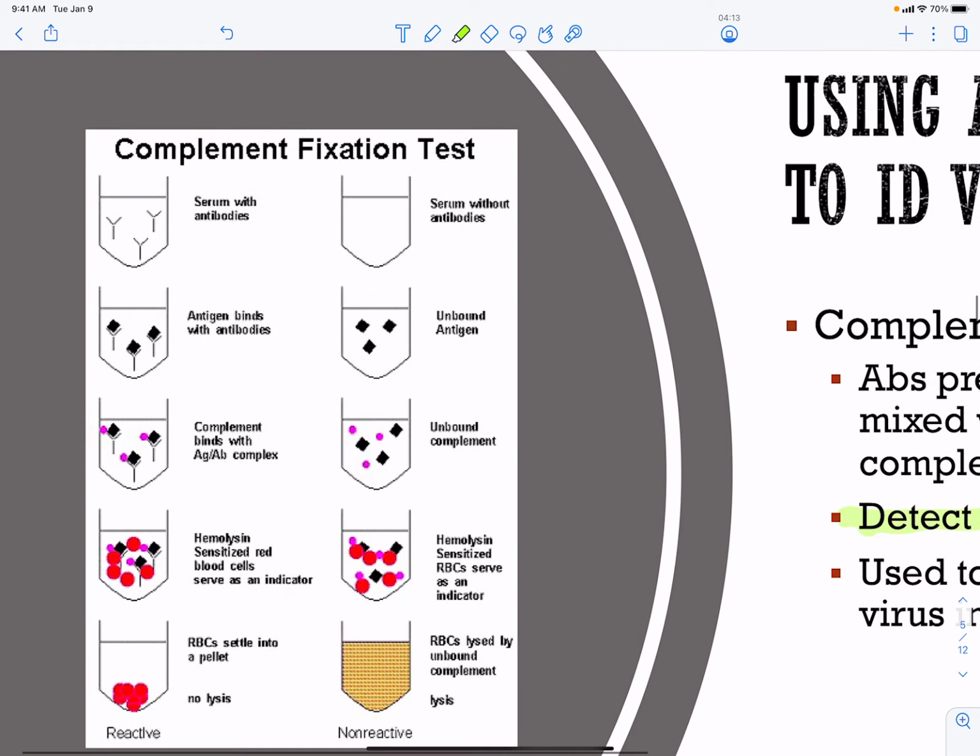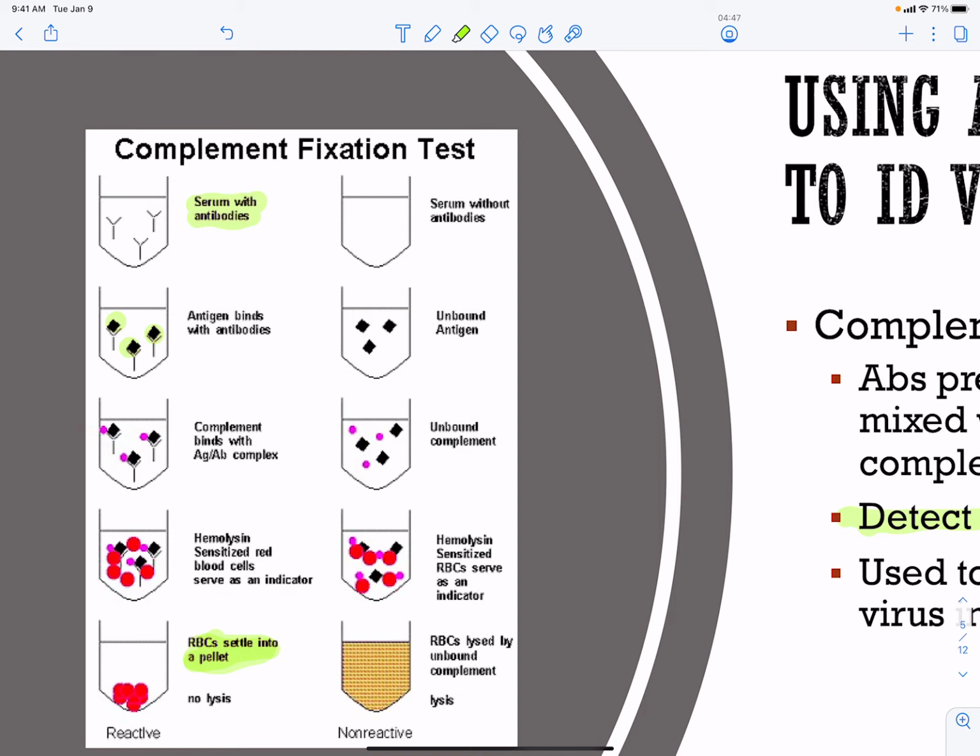So in this case, you have a serum with your antibodies, and then you add an antigen, shown here in these little diamonds, and it's going to bind to your antibody. Once the antigen binds, your complement is going to bind the complex. And then you're going to get hemolysin sensitivity with your red blood cells. And then your blood cells clump, similar to that agglutination. And then you have no lysis of your red blood cells.